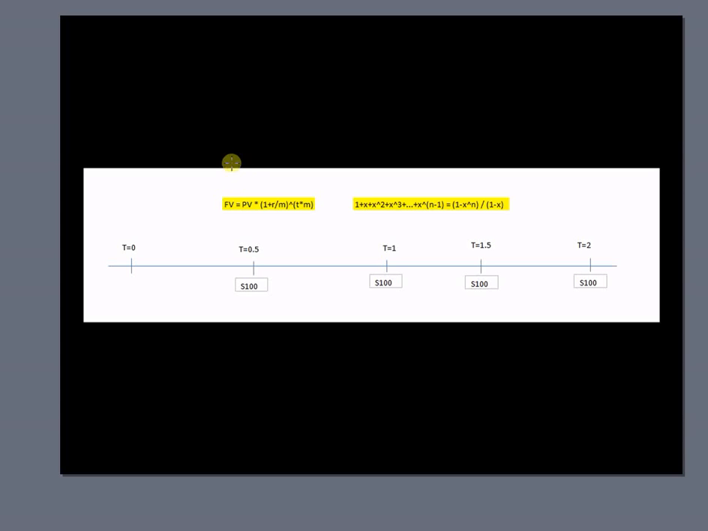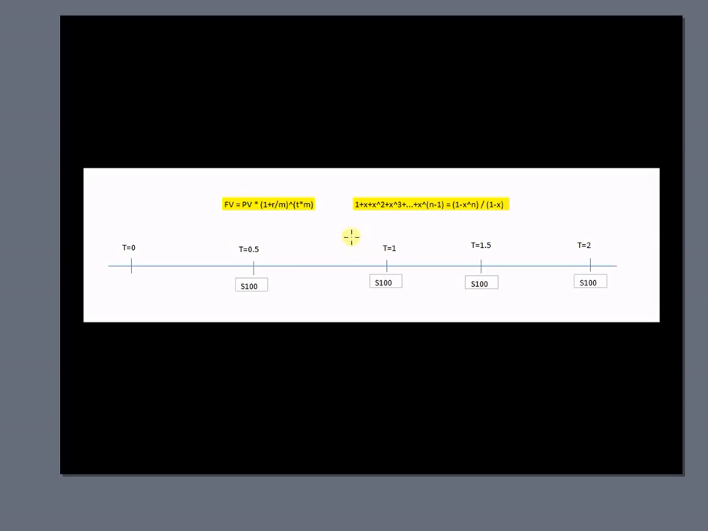The formula is given here. Future value is equal to the present value multiplied by 1 plus R, which is the interest expressed in annual terms, divided by M. M is the number of compounding periods, and the whole thing to the power of number of years multiplied by number of compounding periods. And the second formula that we'll be using will be the geometric series progression.